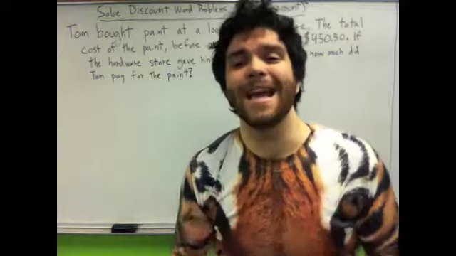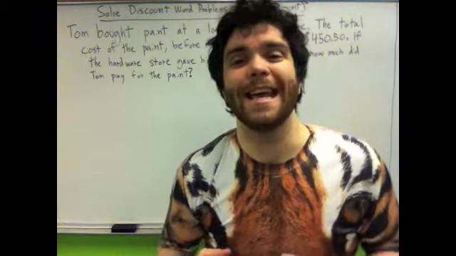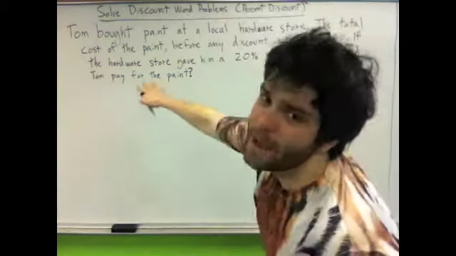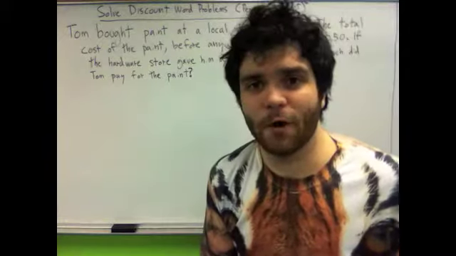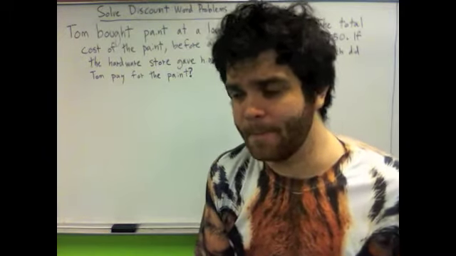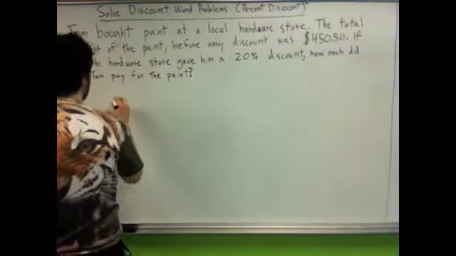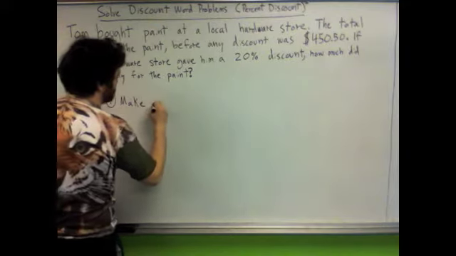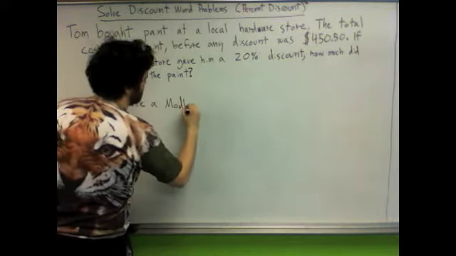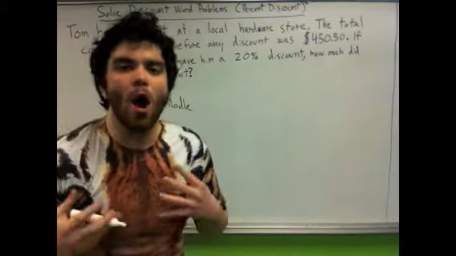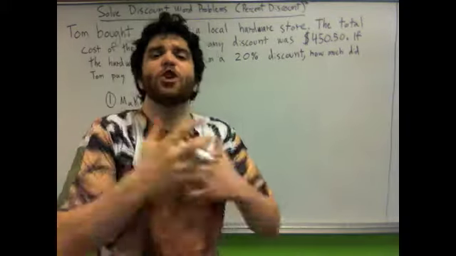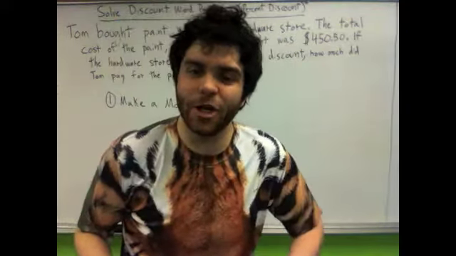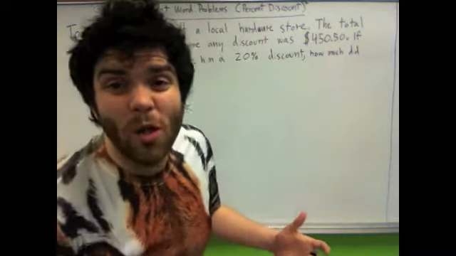What we need to do is make a model. So that's going to be our first step. When we make our model, we're going to take all of the information in this word problem and we're going to simplify it for ourselves so we can understand what's going on. Our model is always going to start with the total, right? It's going to start with how much the whole thing was. If we have that piece of information, that's what we need to start with. So what's our whole in this problem?